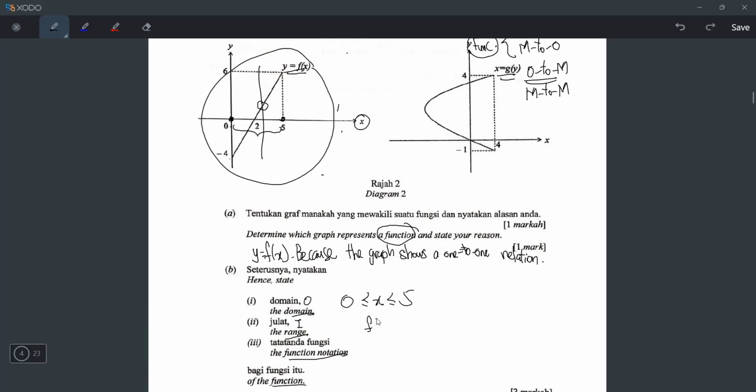What about range? Okay, if it's range, I will not write x. I will write fx. Or you can write y also can. The y-axis lah, okay? So the y-axis, I should look from the lowest until the highest.